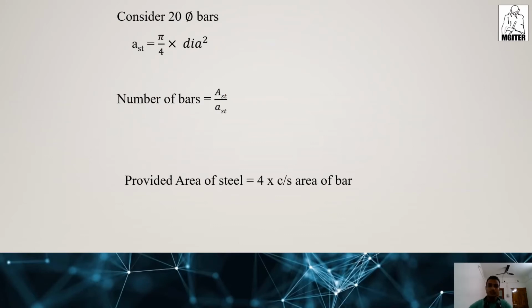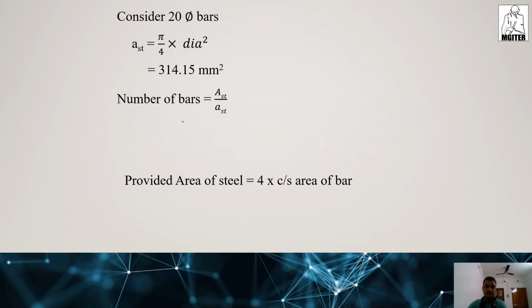For the area of steel, we assume a 20 mm diameter bar. So what is the small ast? 314.50 mm square, which is pi by 4 into 20 square. Why? Because the bar is in a circle. So what is the area of a circle? Pi by 4 into diameter whole square. So these are the equations.